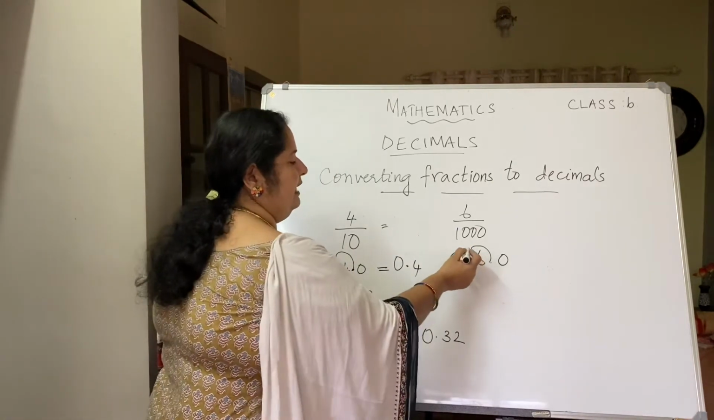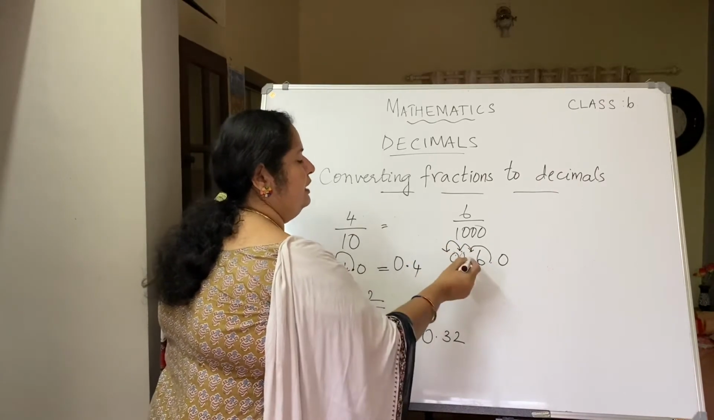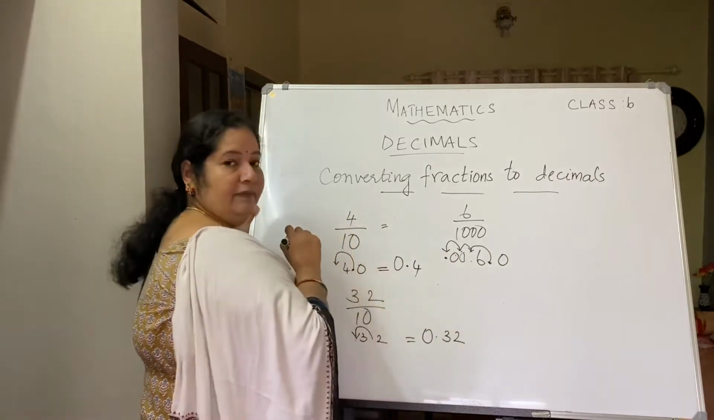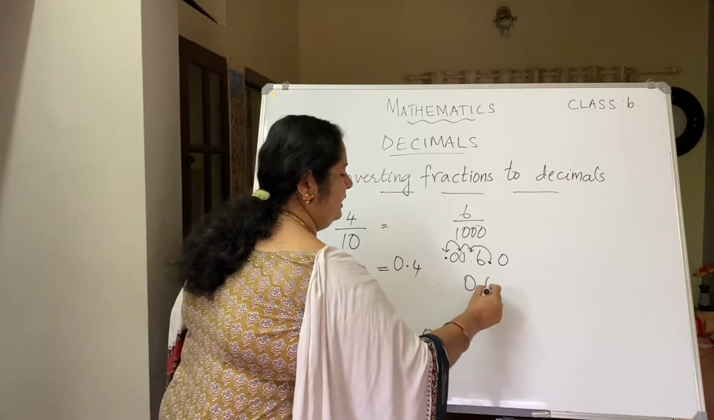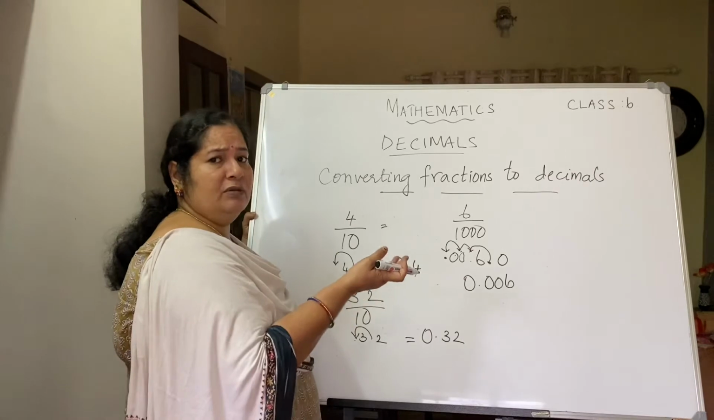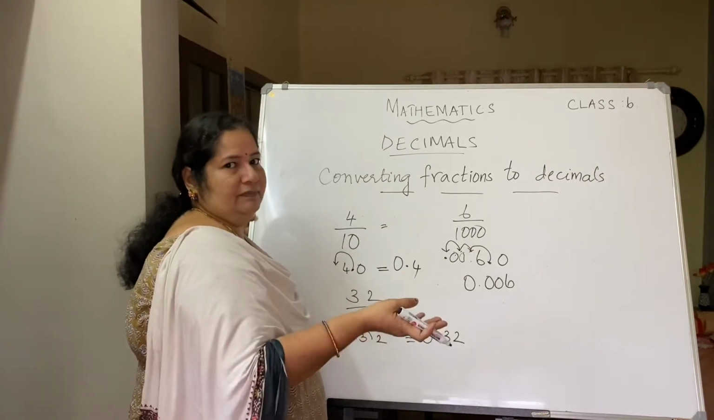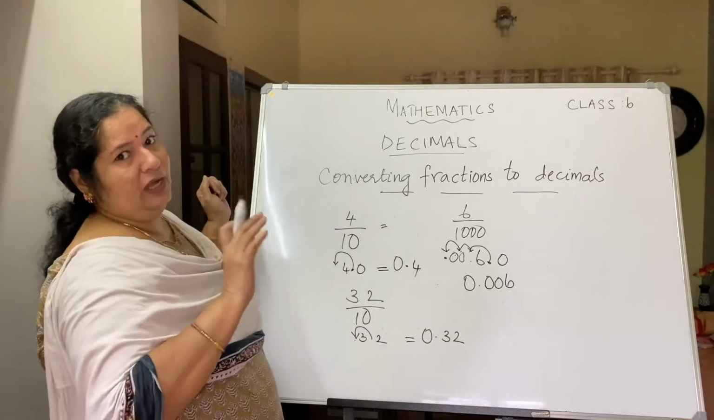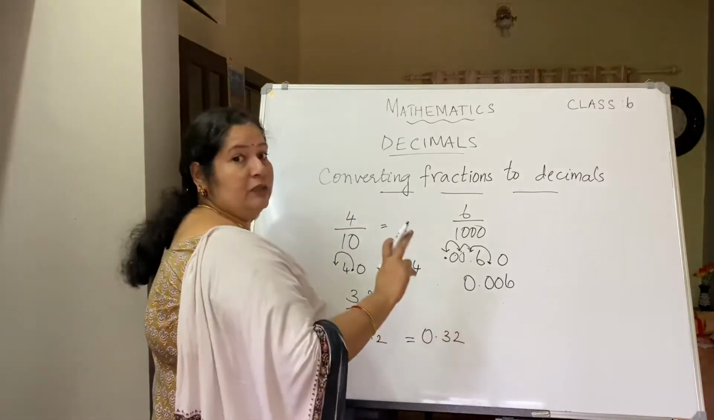So 1 place I have shifted, 2nd place, 3rd place I have shifted. So now our decimal point from here will come over here. So how will you write this as? 0.006. If you write a 0 after, it's also not wrong, but usually we don't write a 0 after, because that 0 doesn't have any value after the decimal point. So 6 by 1000 is 0.006.